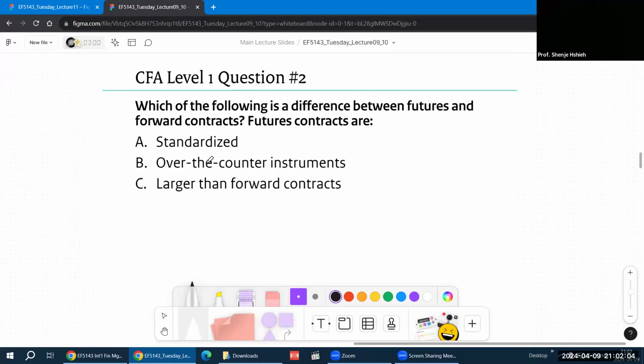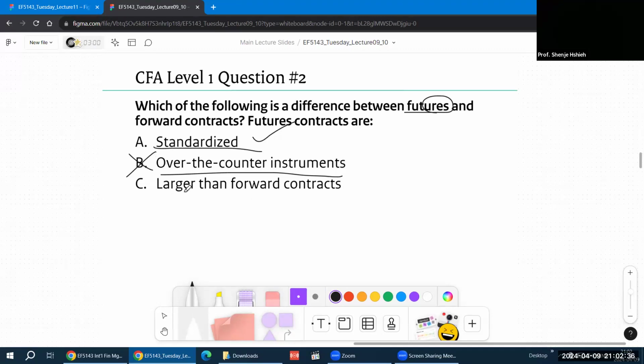For question 2, which of the following is the difference between futures and forward contracts? Standardized, sure. Over-the-counter instruments, sure. Larger than, okay, let me see. Futures contracts are standardized, yes. Over-the-counter, no. Futures are centralized on a platform, and the market maker decides who your counterparty is. So it's not over the counter. You don't have to find your counterparty yourself.